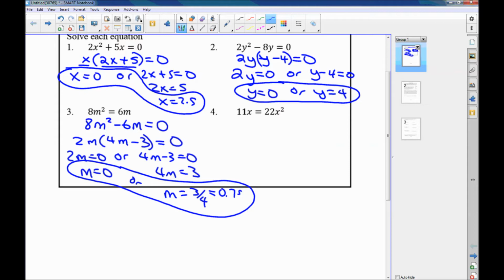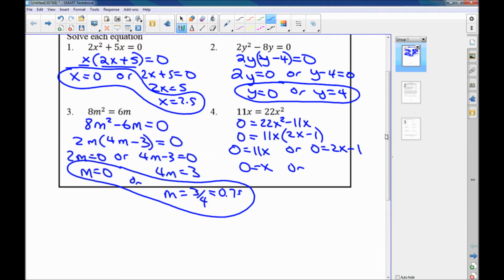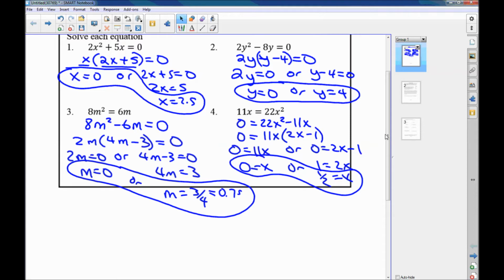Okay. Lastly, we have set this equal to 0, so we have 0 equals 22x squared minus 11x. We factor out on the right side this time, 11x, and that leaves behind 2x minus 1. And then we split this into two problems. So 0 is equal to 11x, or 0 is equal to 2x minus 1. That means x could be 0, or 2x could be 1, so x could be 1/2. All right, so let's flip it over and learn some new stuff.